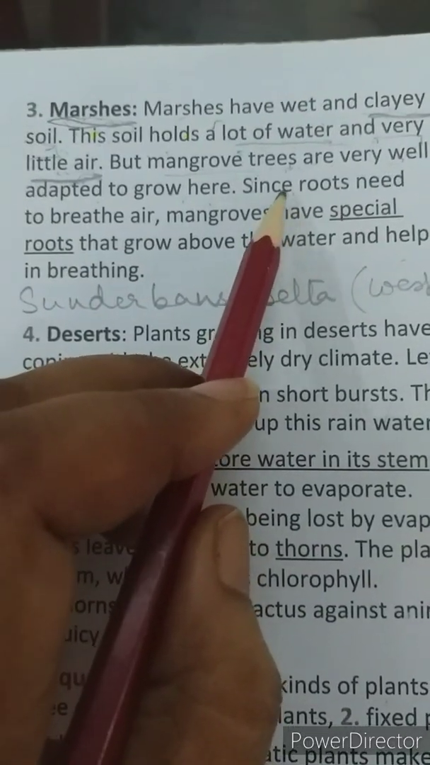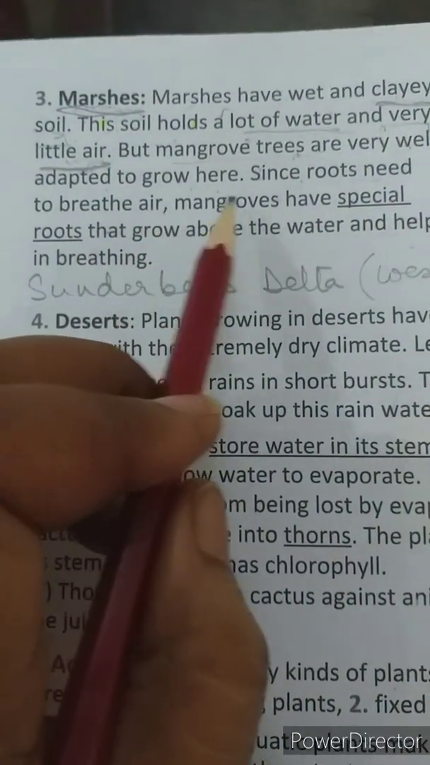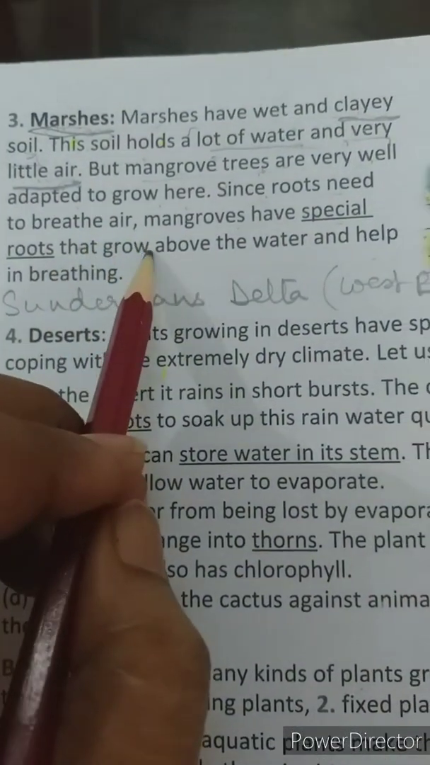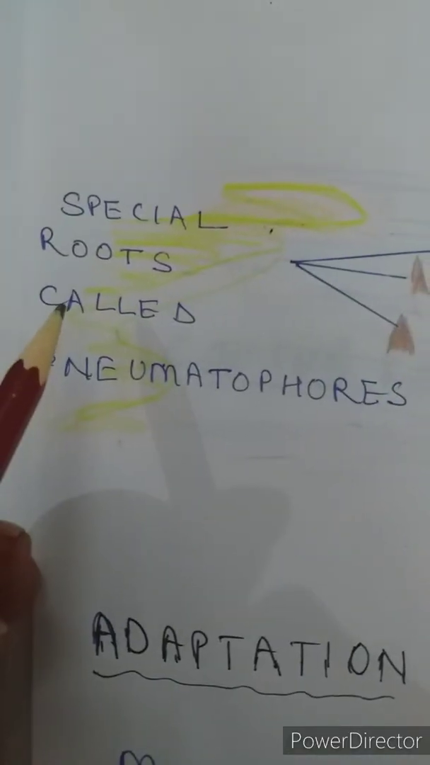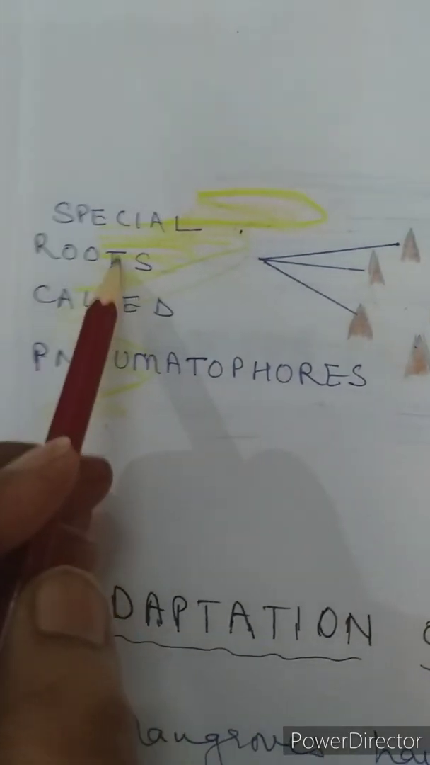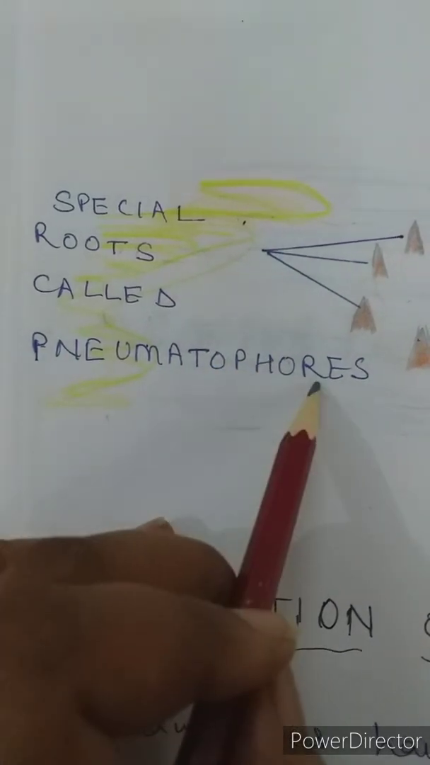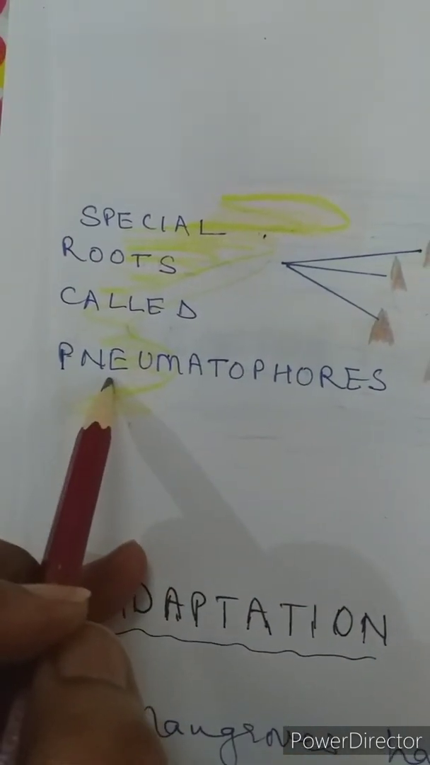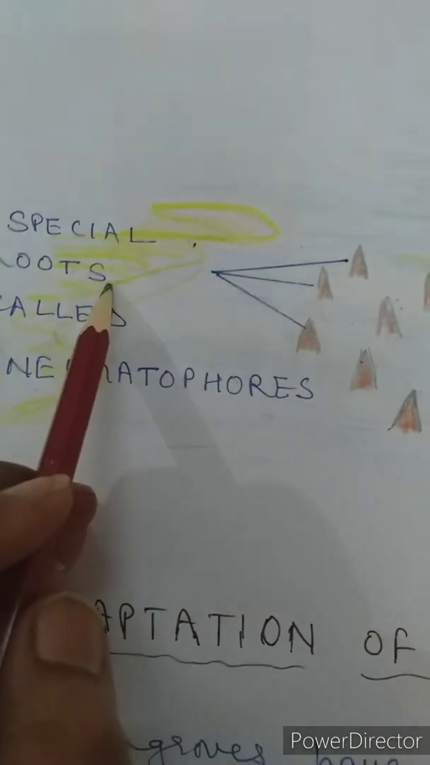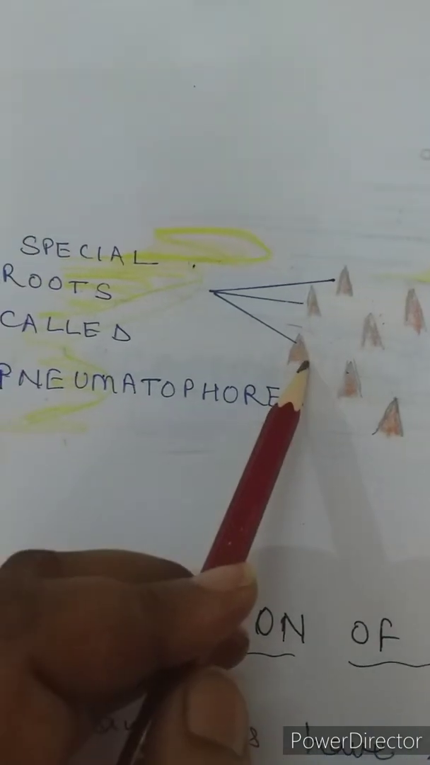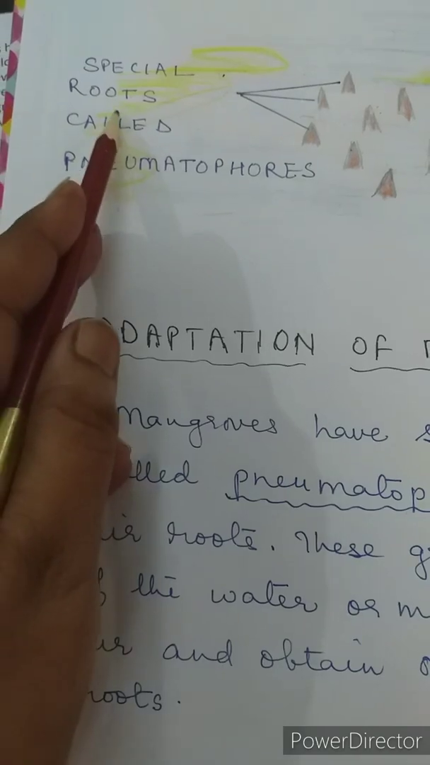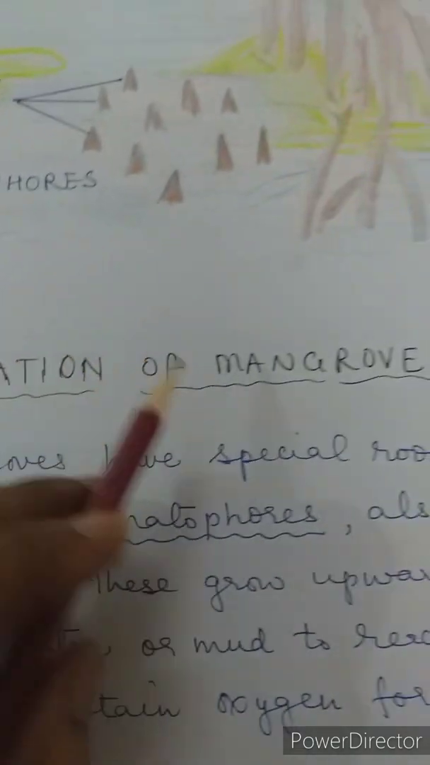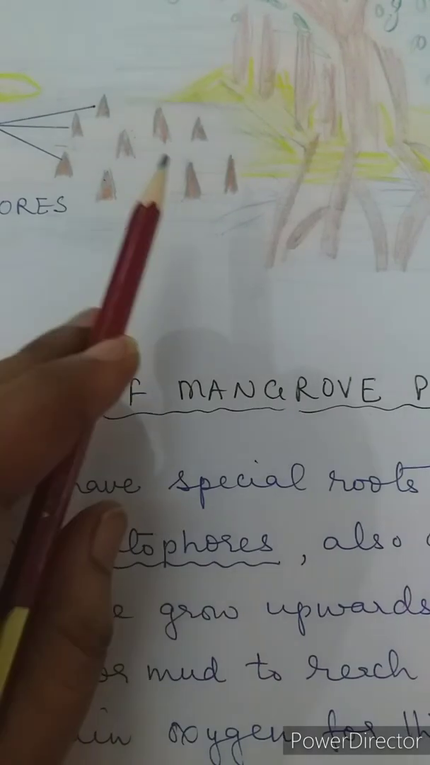Can you see here, children? It's written, since roots need to breathe air, mangroves have special roots that grow above the water and help in breathing. So these are the special roots. These special roots are also called pneumatophores. Though this word is not written here, I am telling you, children, that these special roots are called pneumatophores. They are also called breathing roots or air roots. So these pneumatophores, or special roots, are actually the adaptation of a mangrove plant that grows in marshes.